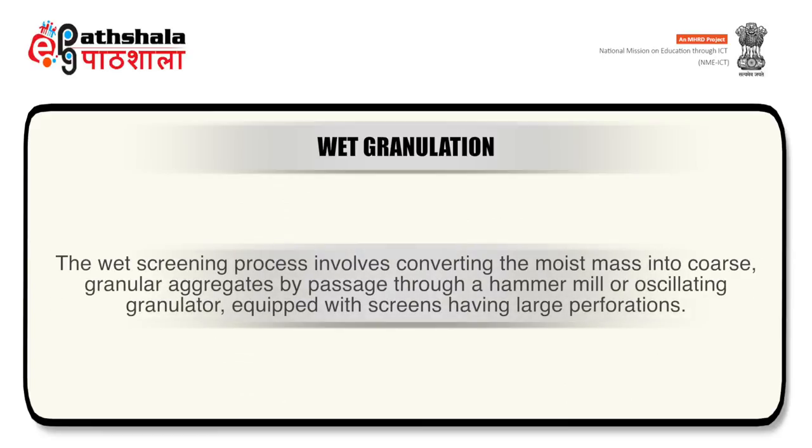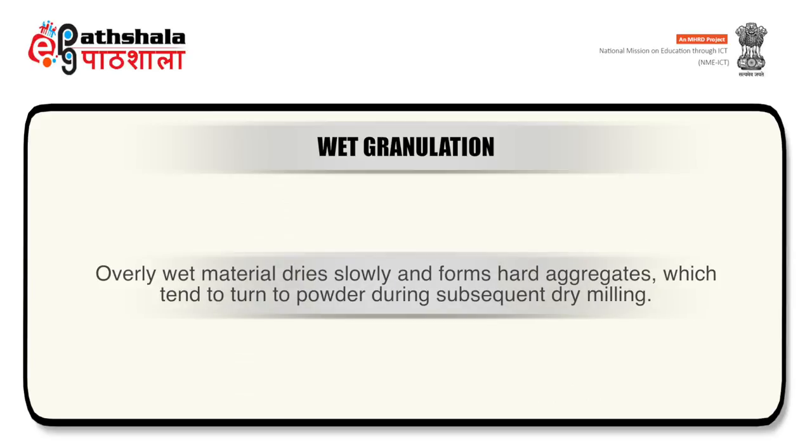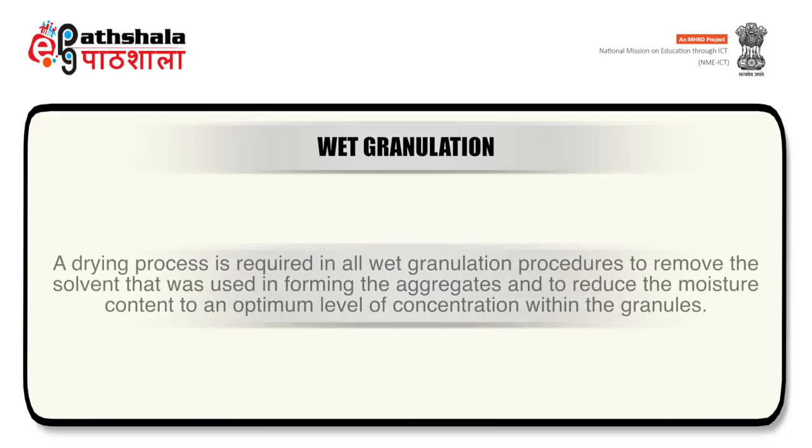screening. The wet screening process involves converting the moist mass into coarse granular aggregates by passing it through a small hammer mill or oscillating granulator equipped with screens having large perforations. Overly wet material dries slowly and forms hard aggregates, which tend to turn to powder during subsequent dry milling. A drying process is required in all wet granulation procedures to remove the solvent that was used in forming the aggregates and to reduce the moisture content to an optimum level of concentration within the granules.